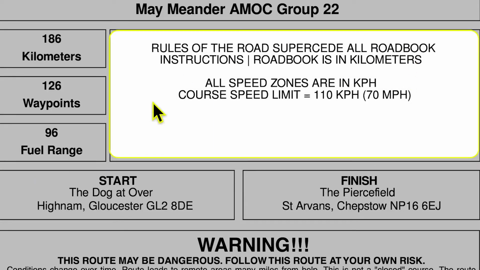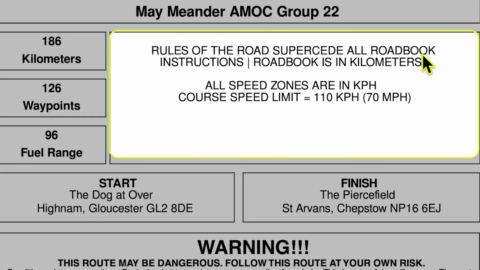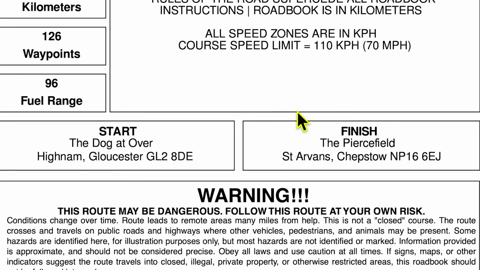You also have a box which will give you instructions for the whole roadbook. So this will be basically covering off that the roadbook is in kilometers, and any rules of the road will supersede the rules of the roadbook. Everything is in kilometers per hour, and there's a course speed limit on this one of 110 kilometers an hour, which is 70 miles an hour. That's in your general notes box at the head of the roadbook.